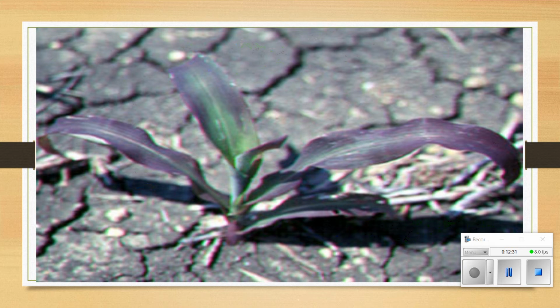Now, if you see that some other time, I've seen milo, grain sorghum, turn that color before, and it was due to a drift of a chemical. So you have to be careful of trying to identify different deficiency symptoms like that. Soil test, tissue samples usually work the best.